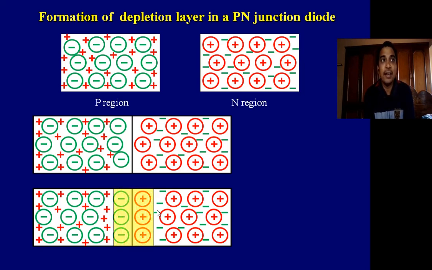This layer we call the depletion layer. What is depletion? Depleted, vacated. All charge carriers are vacated. There are no charge carriers available there. That is called the depletion layer.